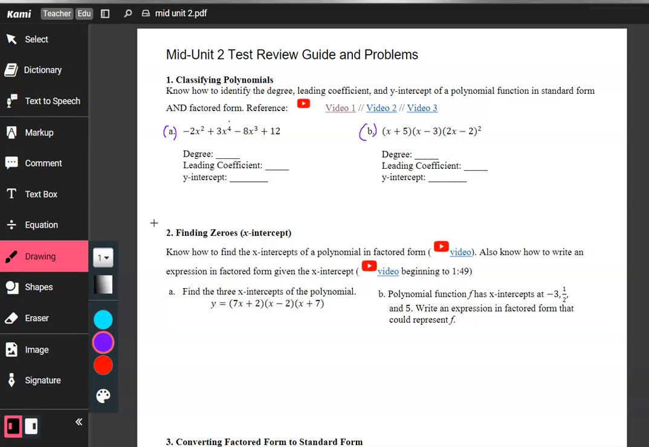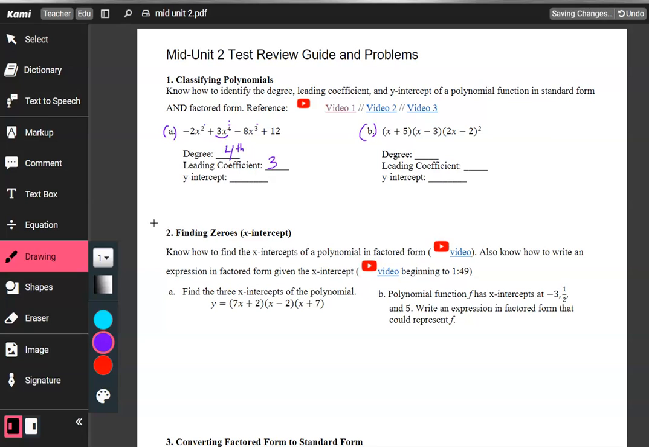So on this polynomial, the degree, we look at the exponents, so 2, 4, and 3, and we select the biggest exponent, so it'll be 4. So this is a fourth degree polynomial, and the leading coefficient can be found with the degree. So the coefficient is 3.